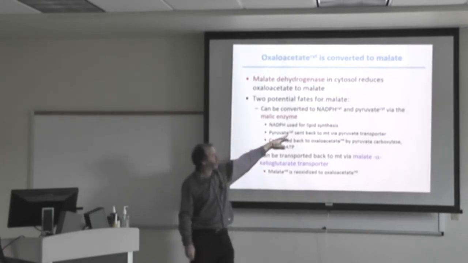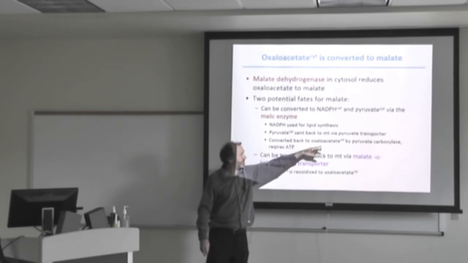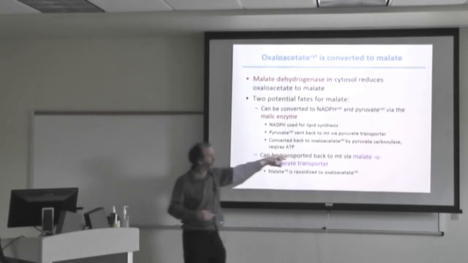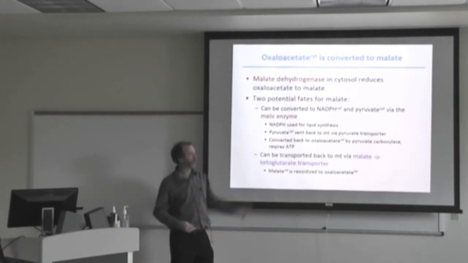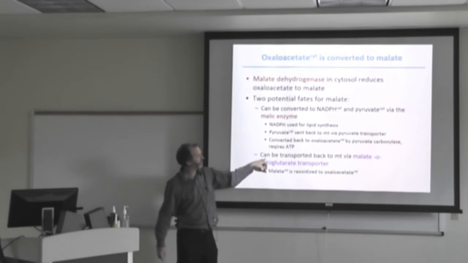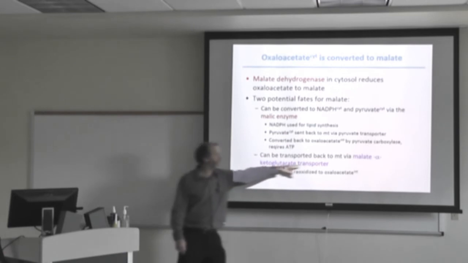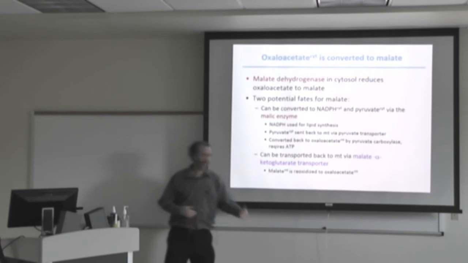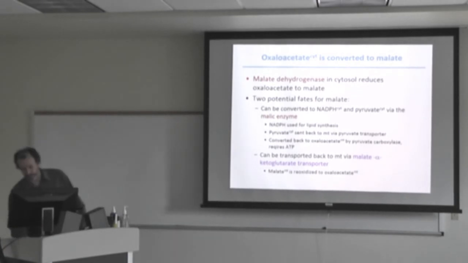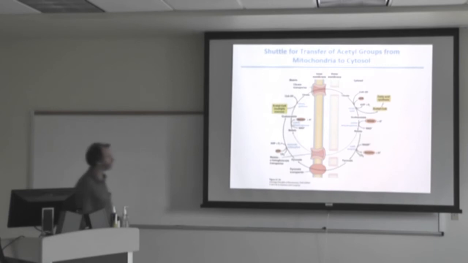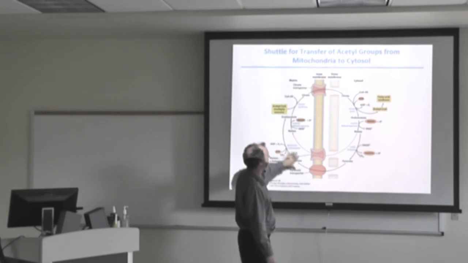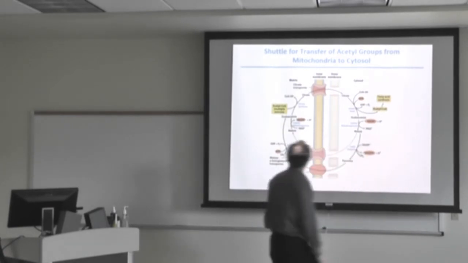And then the pyruvate in the cytosol is sent back to the mitochondria via the pyruvate transporter and converted back into oxaloacetate in the mitochondria by pyruvate carboxylase. And that requires ATP to convert it back to oxaloacetate. Malate can also be transported back to the mitochondria via the malate alpha-ketoglutarate transporter, where malate is reoxidized into oxaloacetate. And this figure shows you the 2 possible mechanisms. So we have the matrix in the mitochondria and then the cytosol.